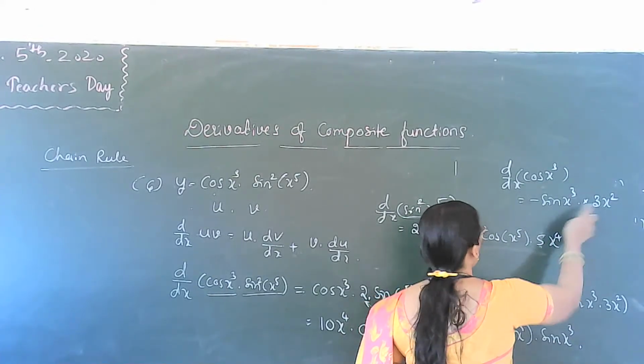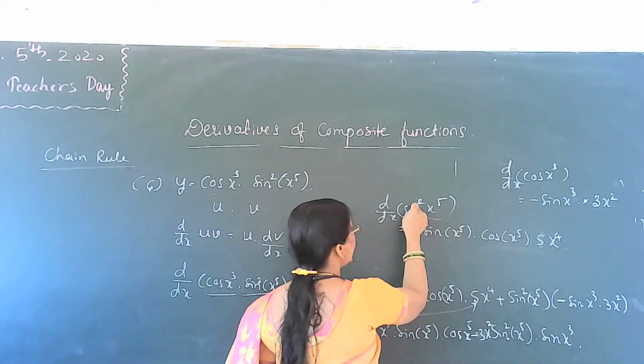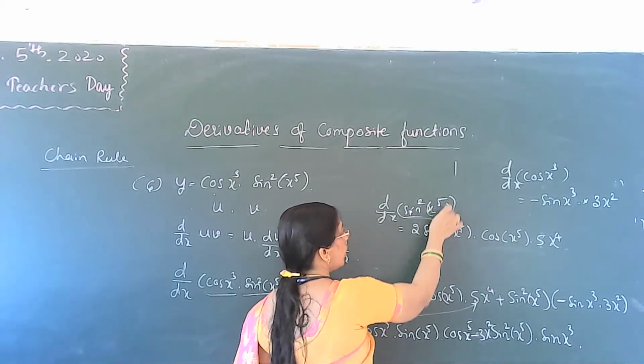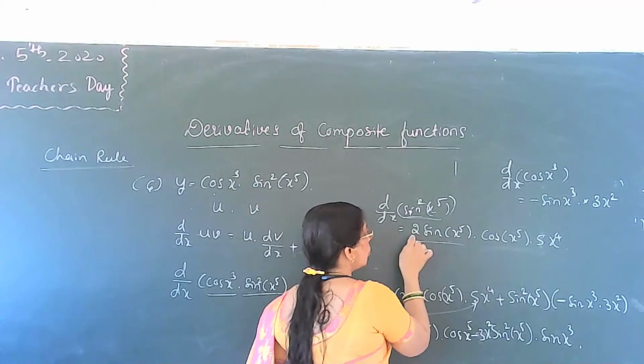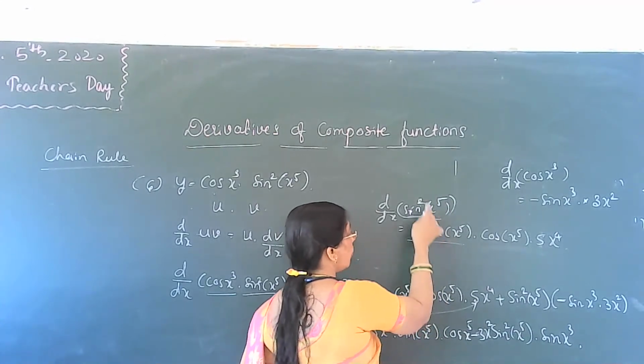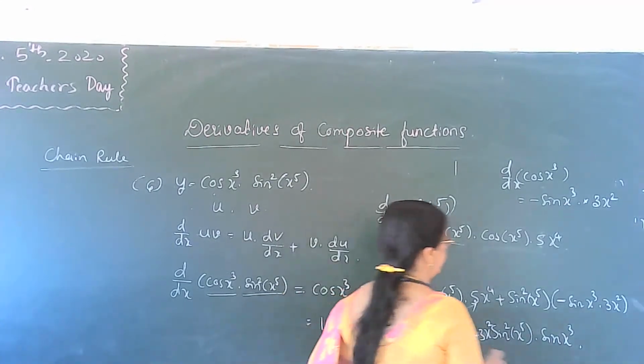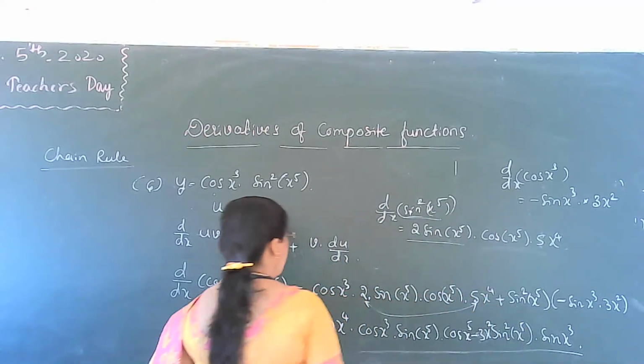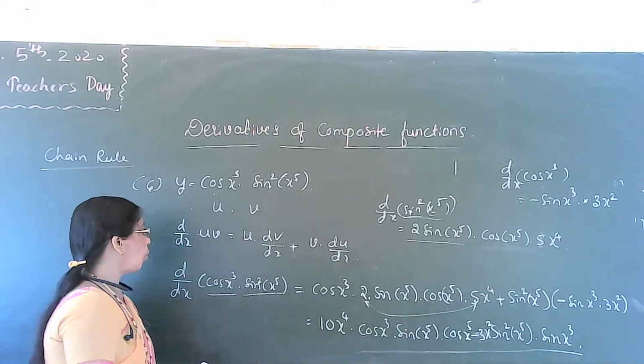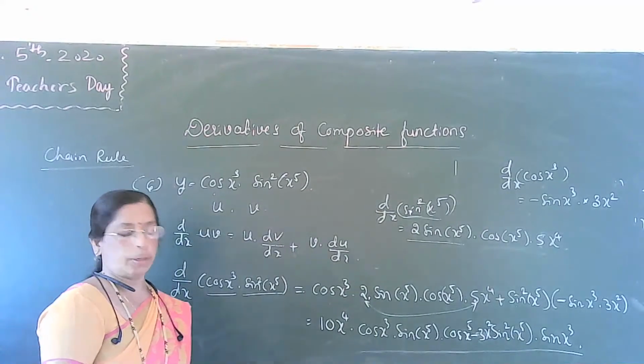Then find the derivative of 3x. But here sin square x to the power 5. Therefore, we write it as 2 into sin of x to the power 5. Therefore, the answer of the derivative of the function is this.